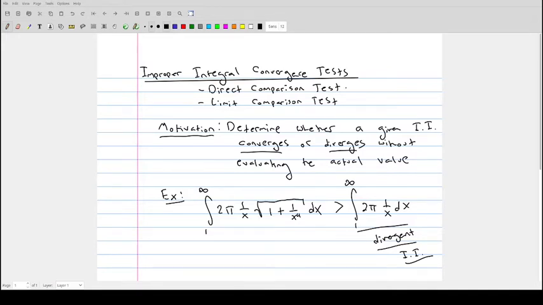But the idea is that both of these tests in general can be used to prove or disprove, so to show whether or not a given improper integral converges or diverges, by comparing a possibly very complicated function to a slightly simpler function that is easier to integrate. So we're going to start here with the direct comparison test.